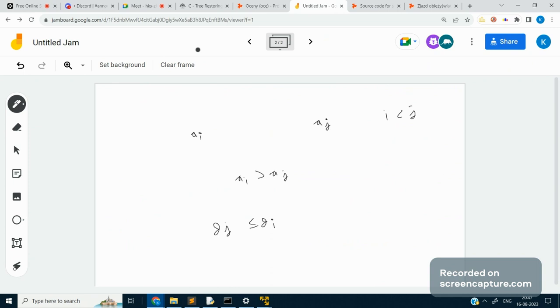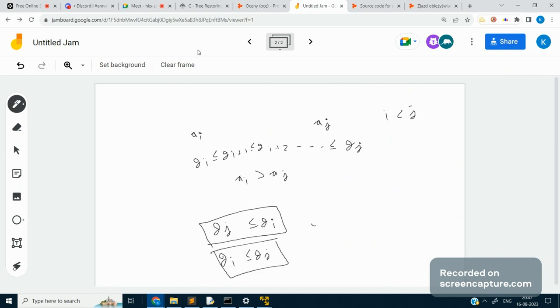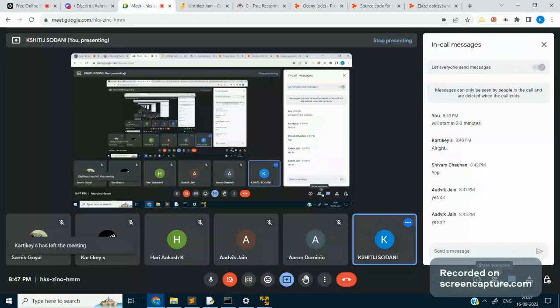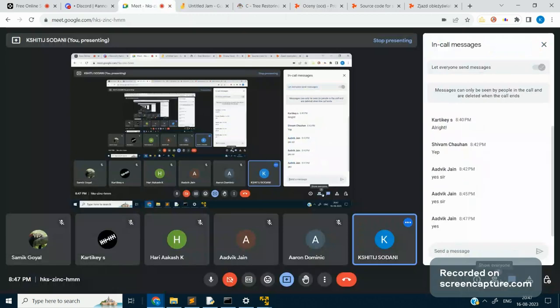However, since I is less than J, this means that GI is less than or equal to G(I+1), which is less than or equal to G(I+2), and so on, up to GJ. So now these two inequalities we get. First is that GJ is less than or equal to GI, and the second one is GI is less than or equal to GJ. So this means that GI is in fact equal to GJ. So did everyone get this? Okay.